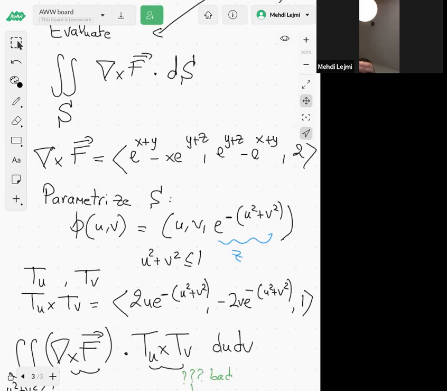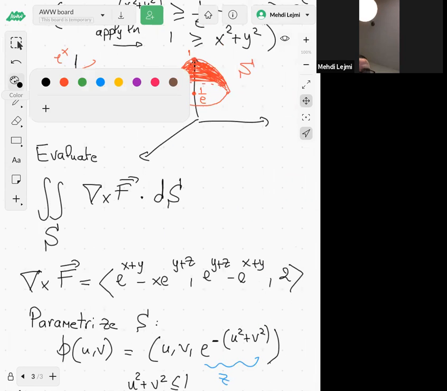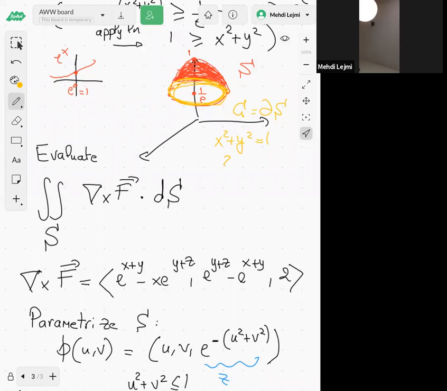Well, the boundary in this case is going to be this circle here. You're going to have this circle, that will be the boundary of S. So this is C, the boundary of S. Again, it's a circle, x squared plus y squared equals 1, and z is equal to 1 over 8. This is the boundary of my surface.